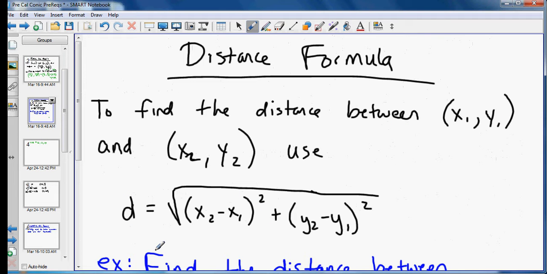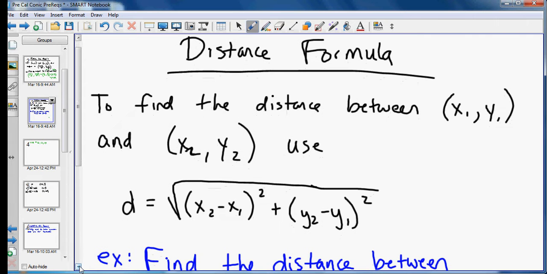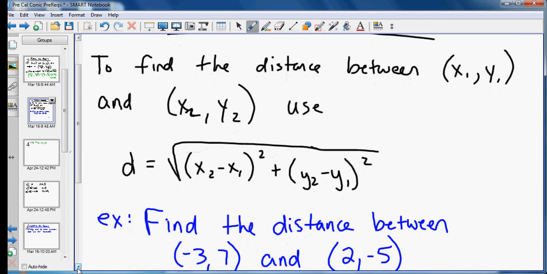There are also times we'll have to use the distance formula. So if we're trying to find the distance between x1, y1 and x2, y2, we'll use this distance formula. D equals the square root of x2 minus x1 squared plus y2 minus y1 squared. If I have time, at the end of this video I'll show you where that comes from, because you may or may not have ever been told before where in the world they got the distance formula from.